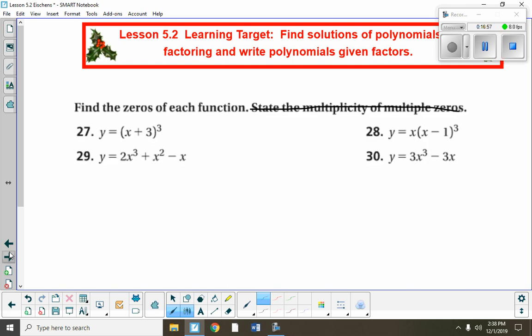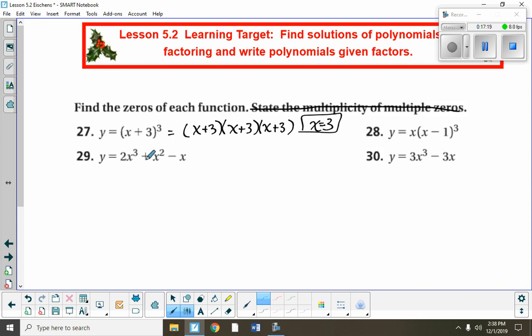And here's an example of a problem you will do in your homework. It says find the zeros of each function. So really, this means when it's x plus 3 quantity cubed, it means x plus 3 times x plus 3 times x plus 3, that quantity. And so if you set each of those equal to 0, x would equal negative 3 in all 3 cases. So that would be your solution.